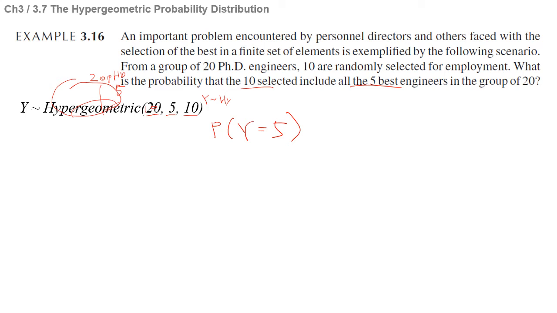And the probability is actually this: all possible cases are 20 choose 10, and among the 15 others we choose 5, and among the 5 best we choose all 5, and this is the probability that we want to calculate.